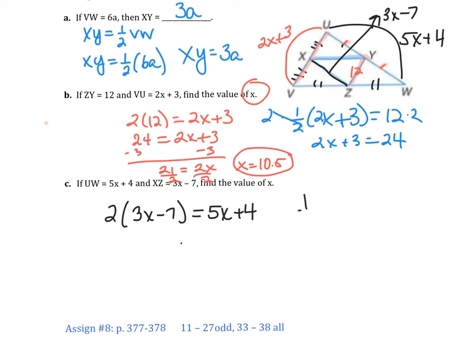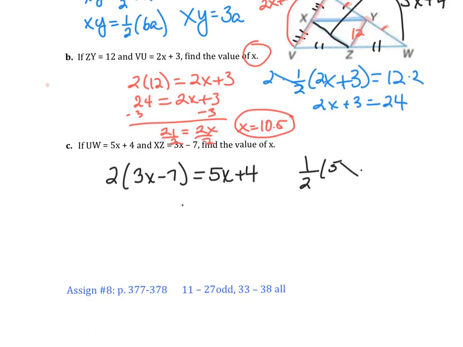You could also have said 1/2 of 5x plus 4 is equal to 3x minus 7. Either way will get you to the same spot. I'm going to go ahead and solve the one on the right. So the first step is going to be to distribute. So I've got 6x minus 14 equals 5x plus 4.